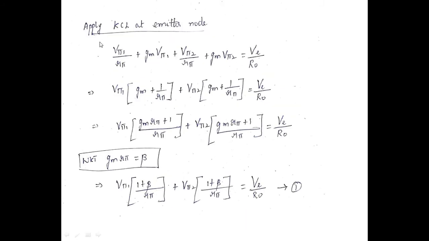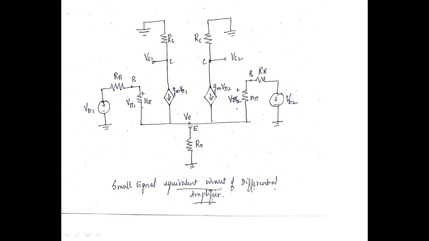The first step is to apply KCL at the emitter node. What are the currents entering the node and what are the currents leaving this node? The current entering the node can be written as V pi 1 divided by R pi plus Gm V pi 1 plus Gm V pi 2 plus V pi 2 divided by R pi. These are the four currents entering this node, and the current which leaves this node is given by VE divided by R naught.